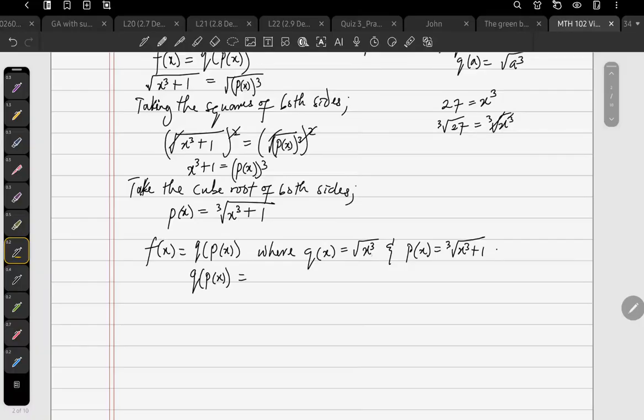So if this is our q of x, then q of p of x is the square root of p of x cubed. And that is equal to the square root of the cubed root of x cubed plus 1, cubed. And in this case, the cube cancels the cube root, and we are left with the square root of x cubed plus 1, which is what we're looking for.